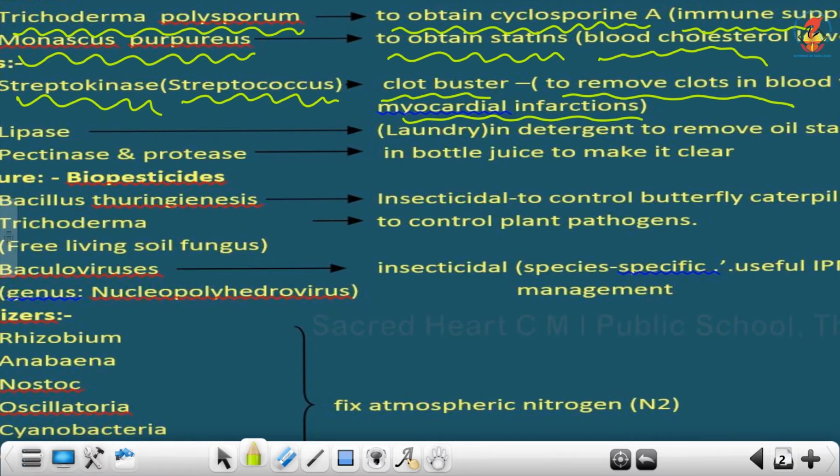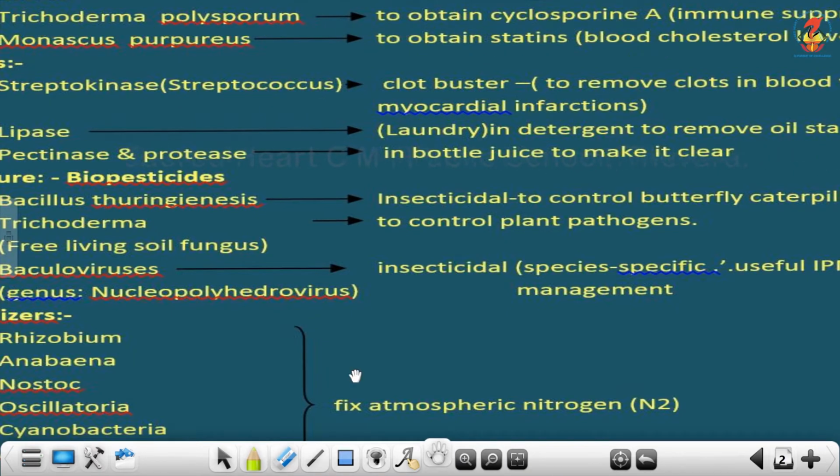So there are three very important microbes in the field of medicine. First, Trichoderma polysporum, used to obtain cyclosporin A, which is used as an immunosuppressant for organ transplant. Next, Monascus purpureus is used to obtain statins, a blood cholesterol lowering agent. And lastly, we have Streptococcus. From Streptococcus, we obtain streptokinase, a very important enzyme, which is a clot buster, meaning it helps to remove clots in blood vessels, mainly during myocardial infarctions.